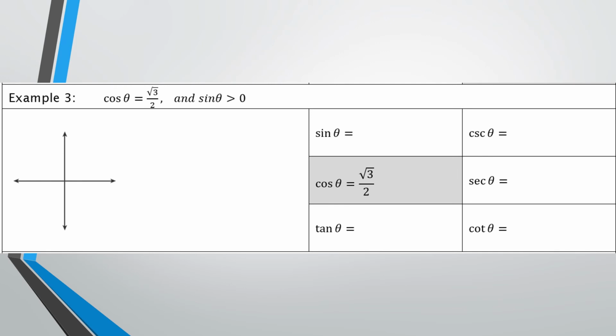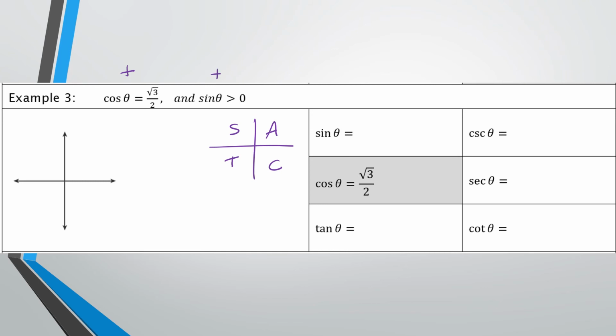Same situation, this one looks a little more complicated because we've got a radical. So let's figure out what quadrant we need to draw our triangle in. I have two things. I have that the cosine of theta is square root of 3 over 2. It is positive because it doesn't have a negative sign in front of it. And then I also have that the sine of theta is positive because it's greater than 0.